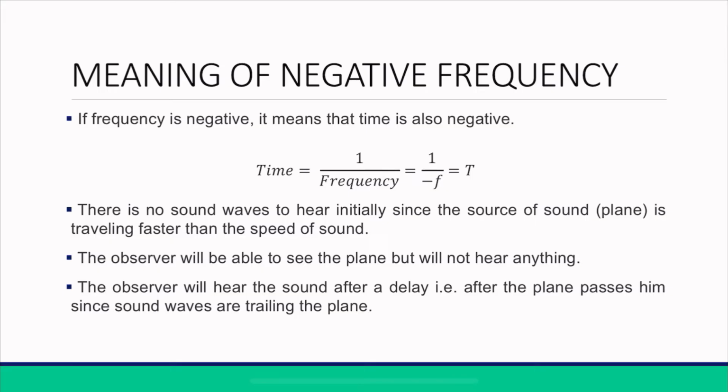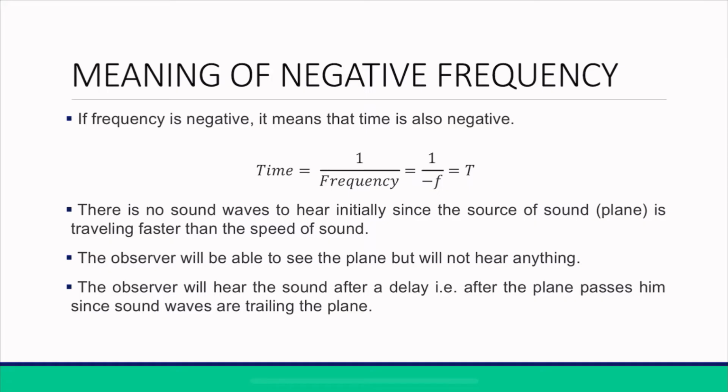So let's apply the same concept here. If frequency is negative, it means time is also negative. If you simply say time is negative, it means that you're hearing the past. It is somehow related here. So what it means is there are no sound waves to hear initially, because the source of sound, or the plane that emits sound, is actually traveling faster than the speed of sound. Well, like way faster, 2 times faster. So if you're the observer, you'll be able to see the plane, but you'll not be able to hear anything. You will hear after a delay, after the plane has passed by, and then you will be hearing the sound.